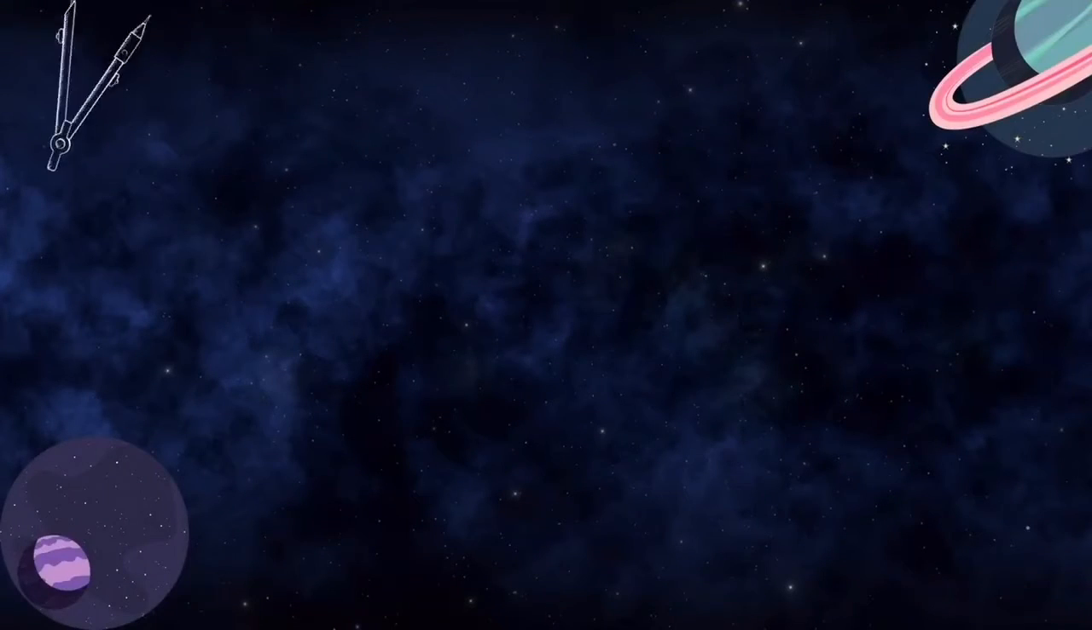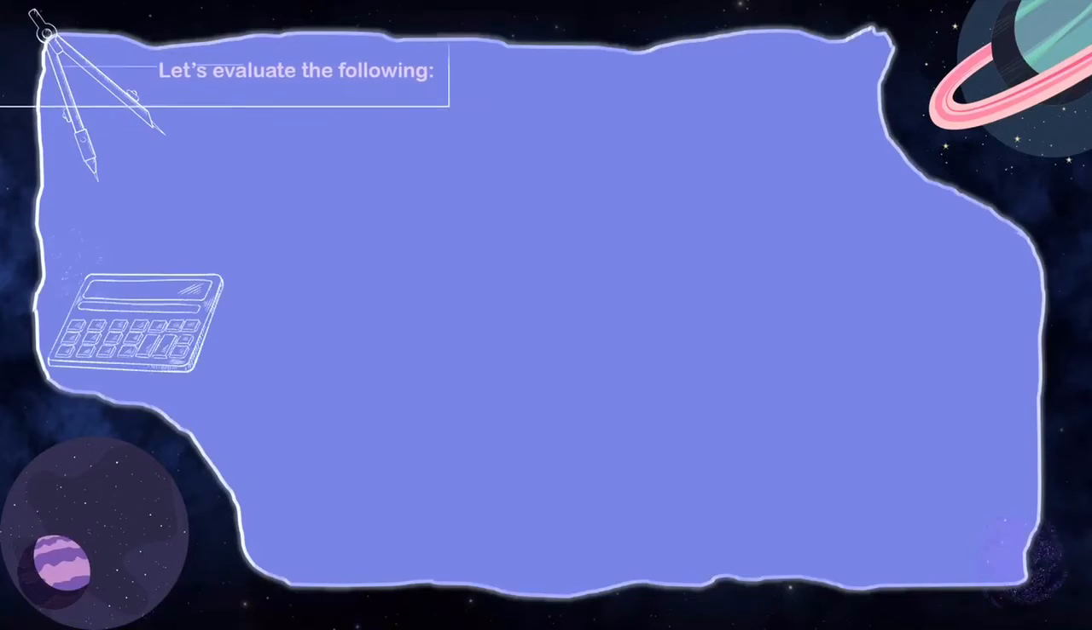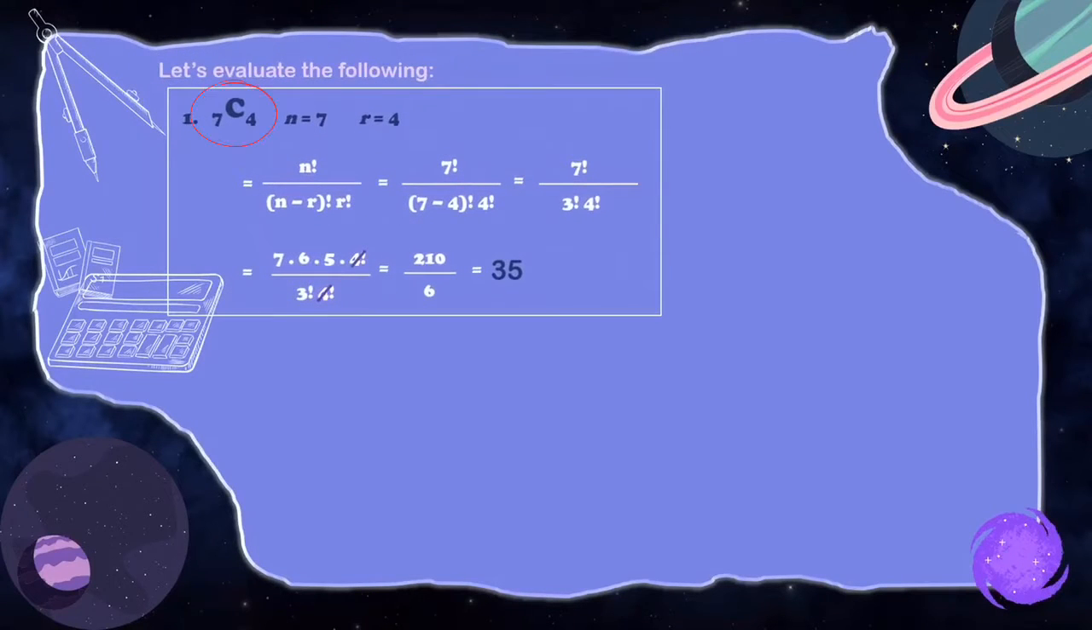Let's have an example. Let's evaluate the following. Number 1: the combination of 7 taken 4 at a time. Let me repeat, the combination of 7 taken 4 at a time. So let's first identify the values of n and r. Let's remember that the value of n should be higher than the value of r. So the value of n in example number 1 is 7 and the value of r is 4.